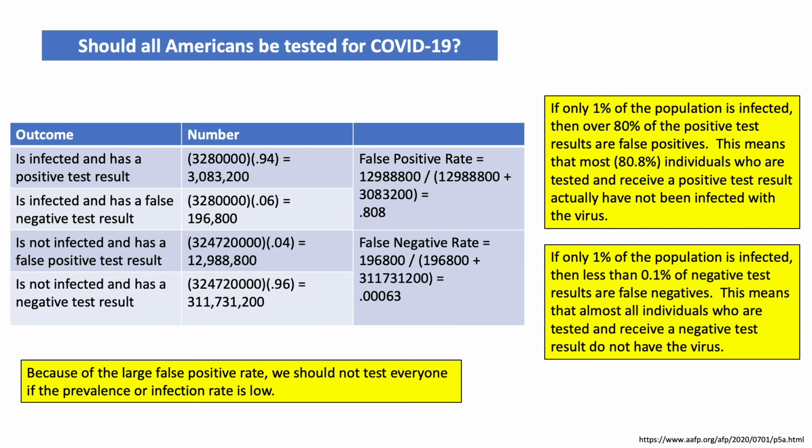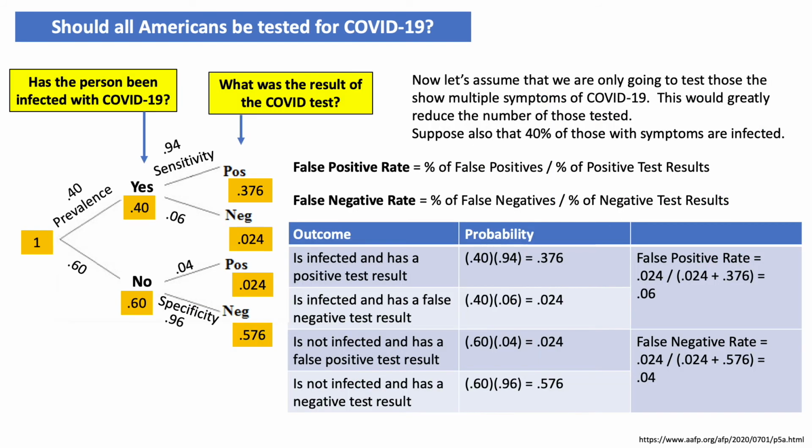If the prevalence was so low, this would not be an effective test because of the large false positive rate. Okay, here's a second example. I've increased the prevalence to 40% and did the same calculation, though instead of using the population of 328 million, I'm using the population of 1. So you can think of this as 100%.